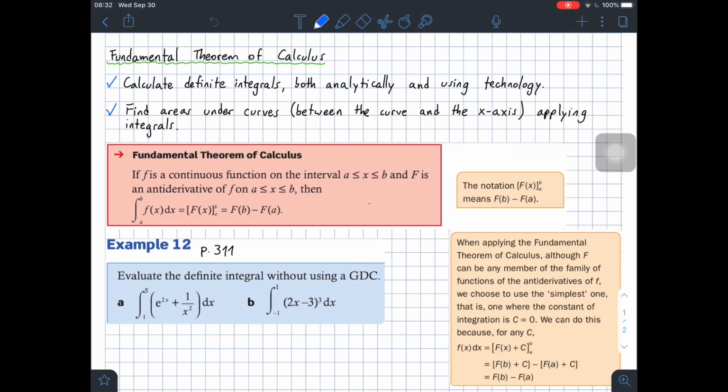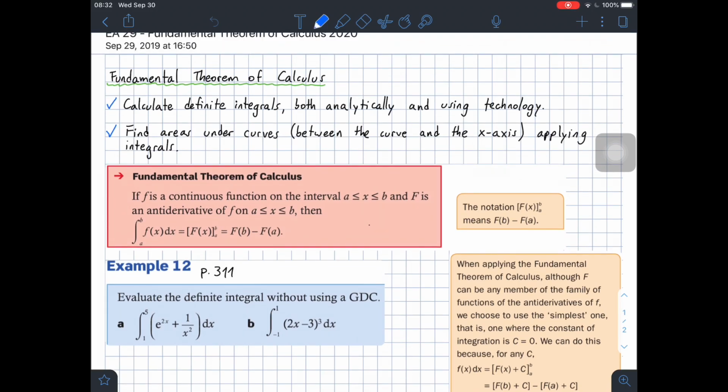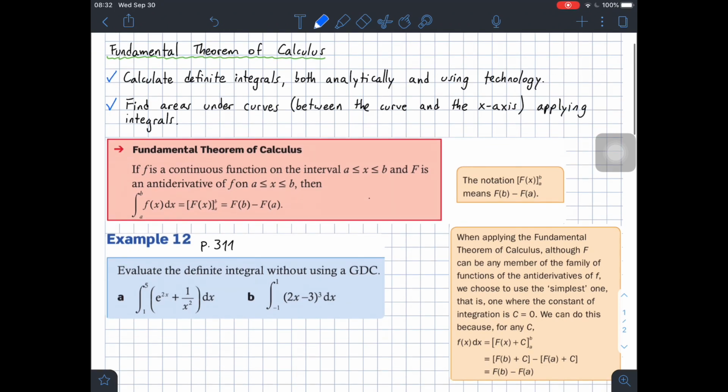So, two objectives for today's class. Number one, calculate definite integrals, both analytically and using technology. Basically, finding an integral analytically is how we apply the fundamental theorem of calculus, okay? And then it says find areas under curves between the curve and the x-axis applying integrals. That's what we have learned in the previous class.